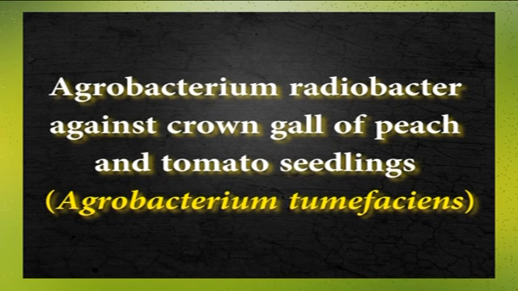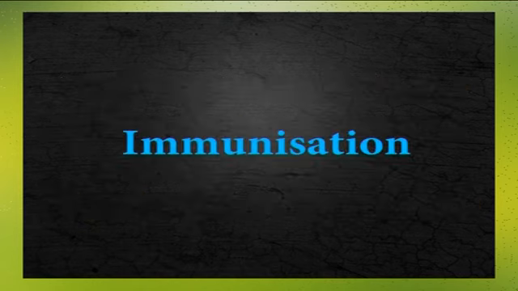The bacteriocins have also been demonstrated to be successful against bacterial disease. Example, Agrobacterium radiobacter against crown gall of peach and tomato seedlings caused by Agrobacterium tumefaciens. The next principle is immunization. By screening under artificial epiphytotic conditions, resistant sources for bacterial pathogens can be known. Resistant varieties are evolved by selection, breeding and other methods.